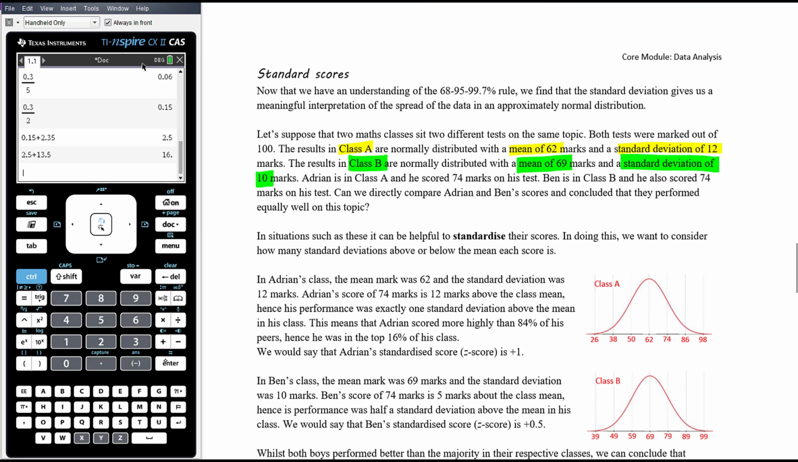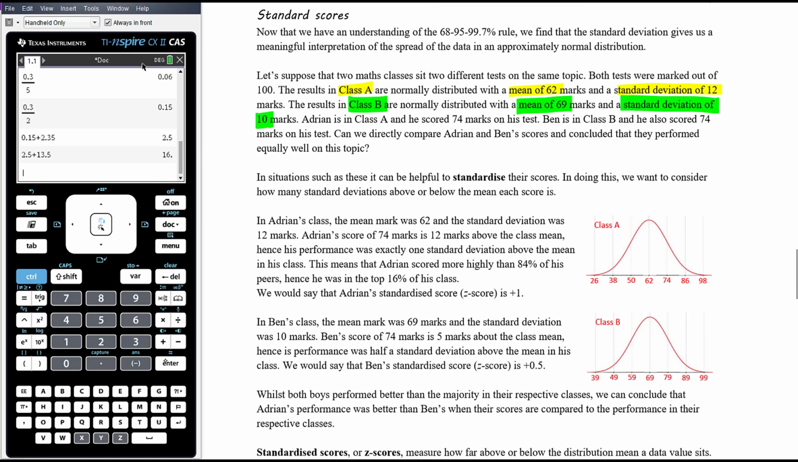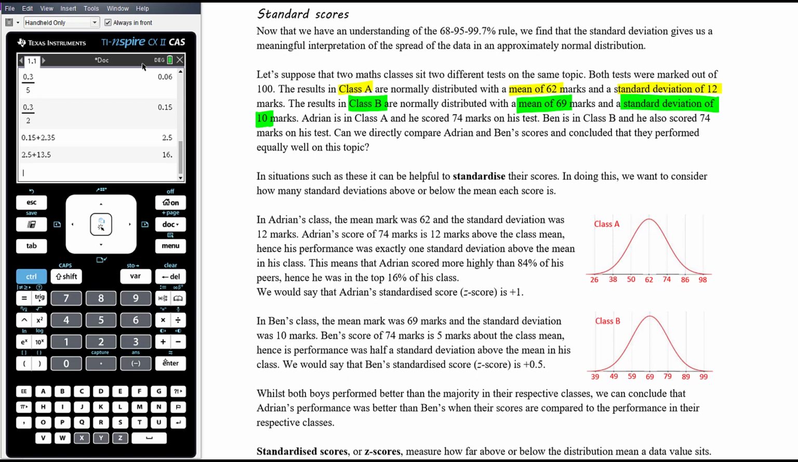Okay. And so we say that Adrian's standardized score, and we call that a Z score, is a standardized score. His Z score is +1, indicating that it is exactly one standard deviation above the mean, hence the plus.